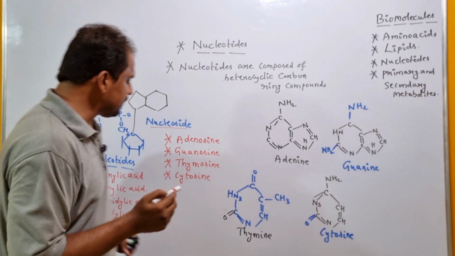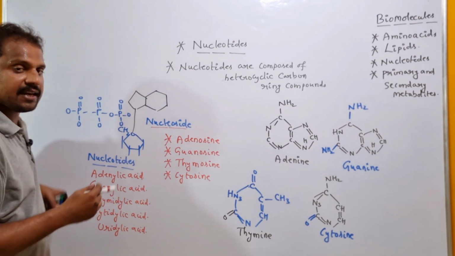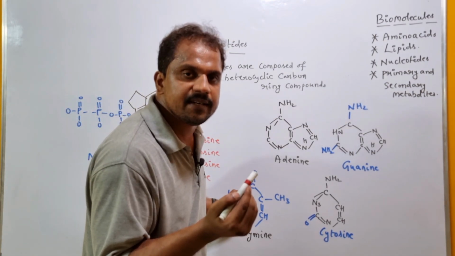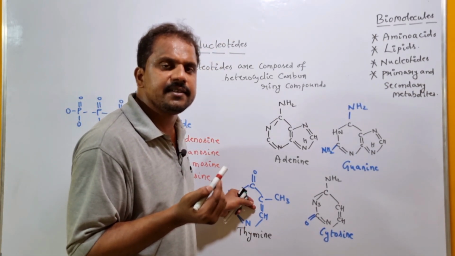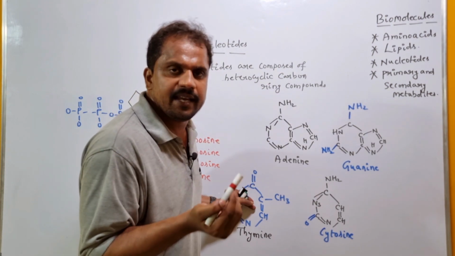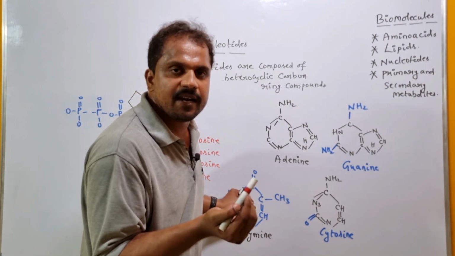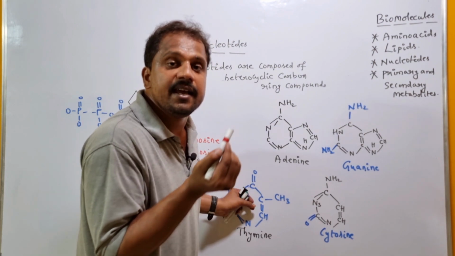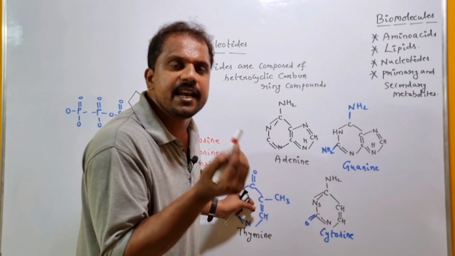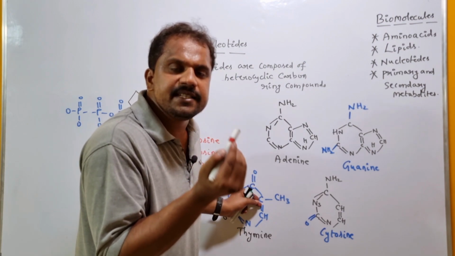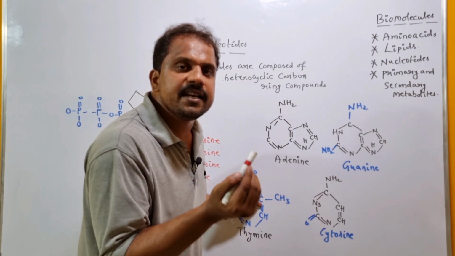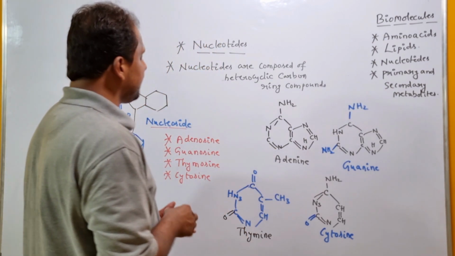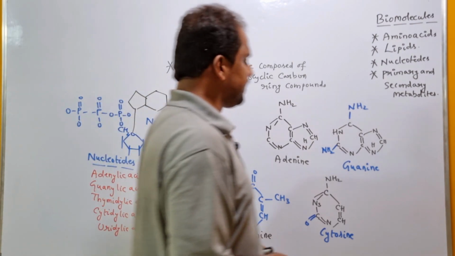Is it clear? Once many nucleotides aggregate together, it leads to the formation of nucleic acid. What are the various nucleic acids here? The various nucleic acids include DNA as well as RNA. Nucleic acids like DNA and RNA act as genetic material. They are responsible for carrying the genetic information from one generation to another generation. Is it clear? And then after we will be studying regarding primary and secondary metabolites in detail.